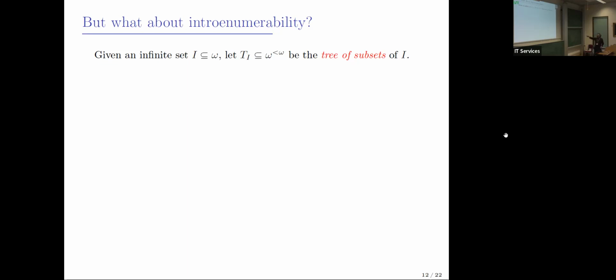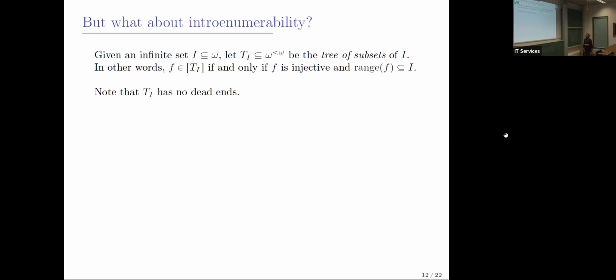Given any infinite set I, let T_I be the tree of subsets of I, and I specifically mean that F is a path through T_I if and only if F is an enumeration of a subset of I. In other words, an injective function whose range is a subset of I. I want injective just so I can make sure that it's giving me an infinite subset. Okay, so this is the tree of subsets. Note that this has no dead ends because I is infinite.